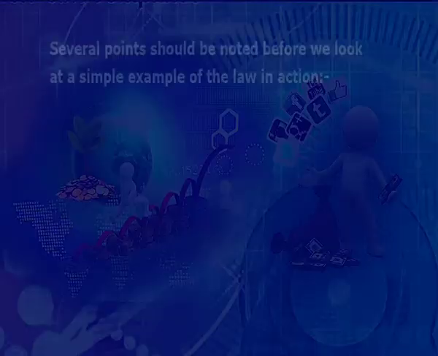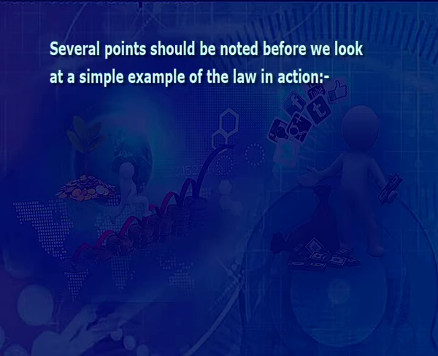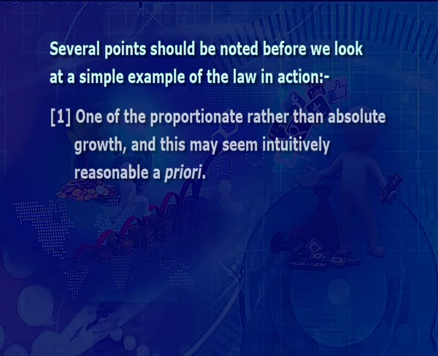The law is thus of equiproportionate growth in the probability sense, although of course the actual outcome growth rates for each firm will not be equal. Several points should be noted before we look at a simple example of the law in action. First, the law is one of the proportionate rather than absolute growth, and this may seem intuitively reasonable a priori. This is the factor that imparts the empirically desirable property of positive skewness to the firm size distribution.